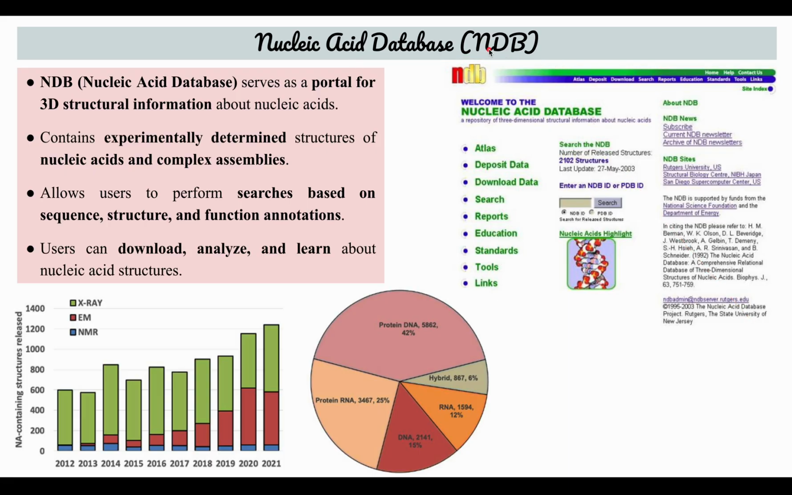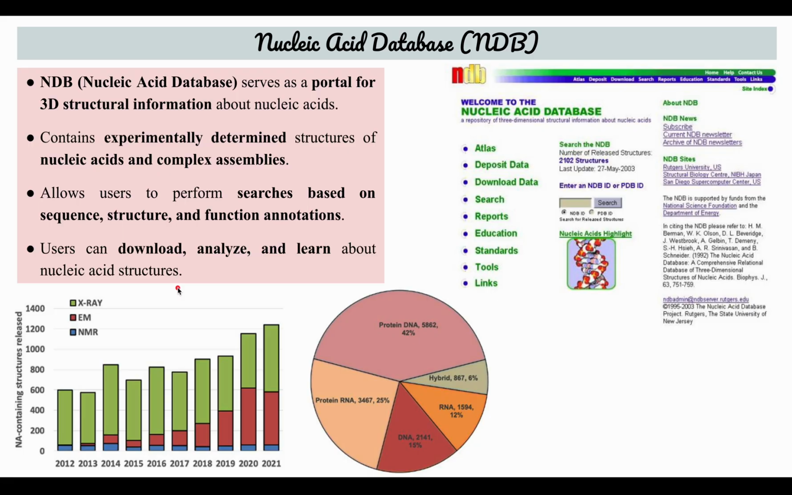Then comes the Nucleic Acid Database, NDB. This serves as a portal for 3D structure information about nucleic acids. In PDB we have 3D information about the proteins, whereas in this nucleic acid database we have 3D information about the nucleic acids. It contains experimentally determined structures of nucleic acids and complex assemblies, and it also allows users to perform searches based on sequence, structure, and function annotations, and users can also download, analyze and learn about the nucleic acid structures.